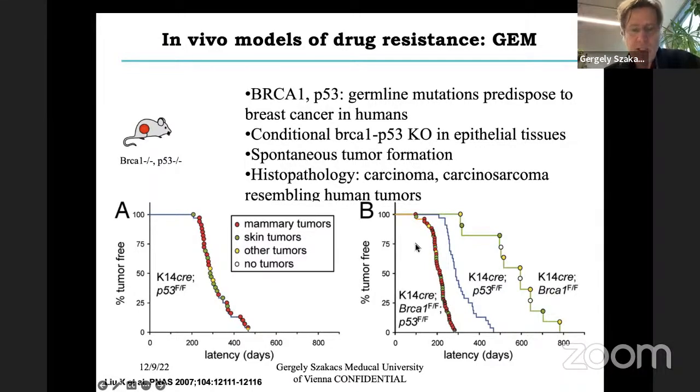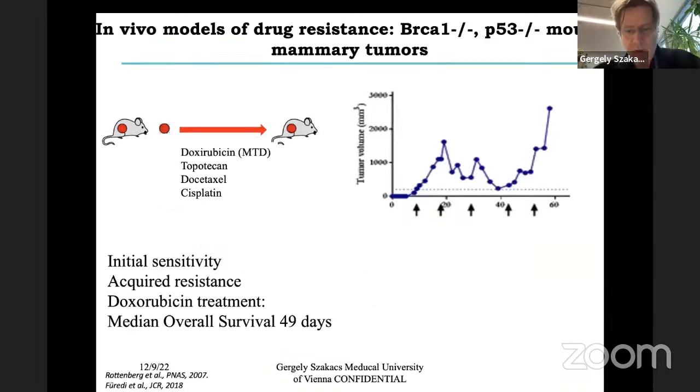What is really important is that these cancers closely resemble the human triple-negative hereditary breast cancers. And also, from our perspective, it's important that they can be treated by chemotherapy and they respond to treatment. After some time, as a result of repeated treatments, they become resistant.